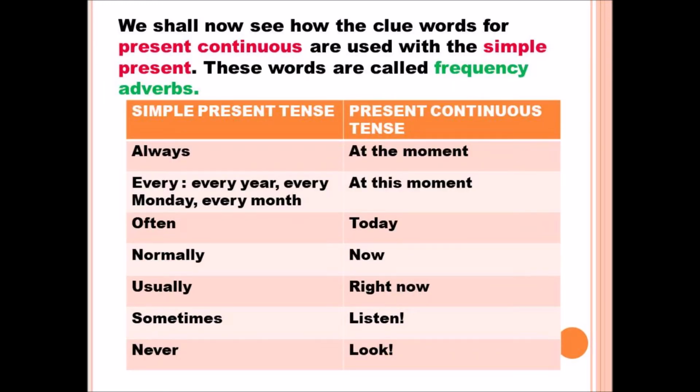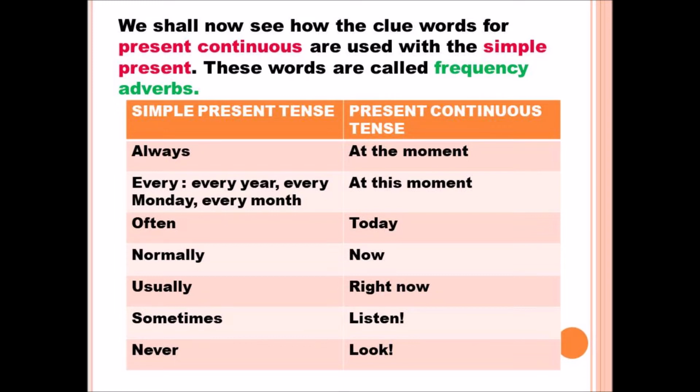We shall now see how the clue words for present continuous are used with the simple present. These words are called frequency adverbs. Here are some of the key words with which we can find whether the sentence is in simple present or present continuous tense. Look at the table. The first column is simple present tense and the second column is present continuous tense.